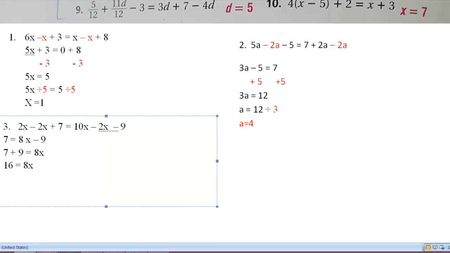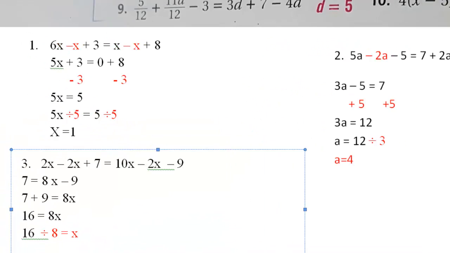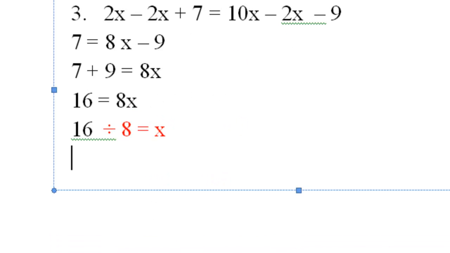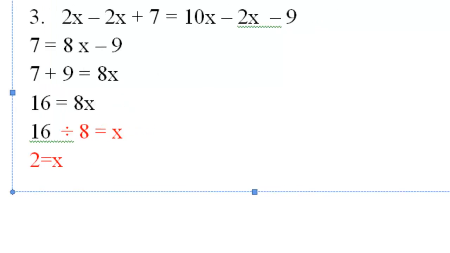What is the relation between 8 and x? It's multiplication. So what we will do is divide. We will divide both sides by 8. So 16 divided by 8 equals x. As a result, 16 divided by 8 is 2, equals x. So x here equals 2.